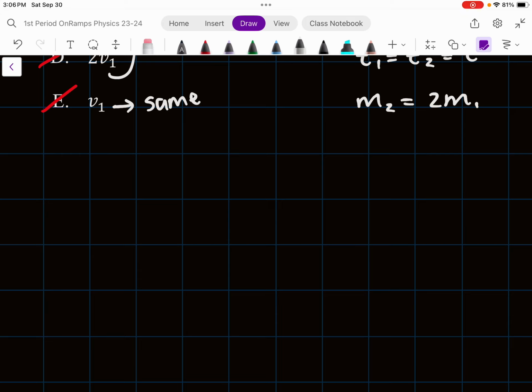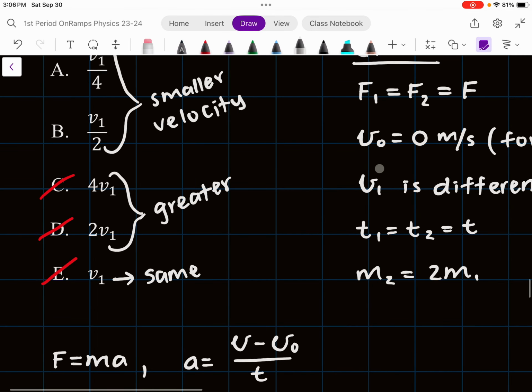So what are the equations to know? Well, I'm going to use the easy version of Newton's second law of motion. Force is equal to mass times acceleration, and acceleration is equal to velocity final minus velocity initial divided by time. Okay, why do I want this equation? Because they're giving you information about velocities and time.